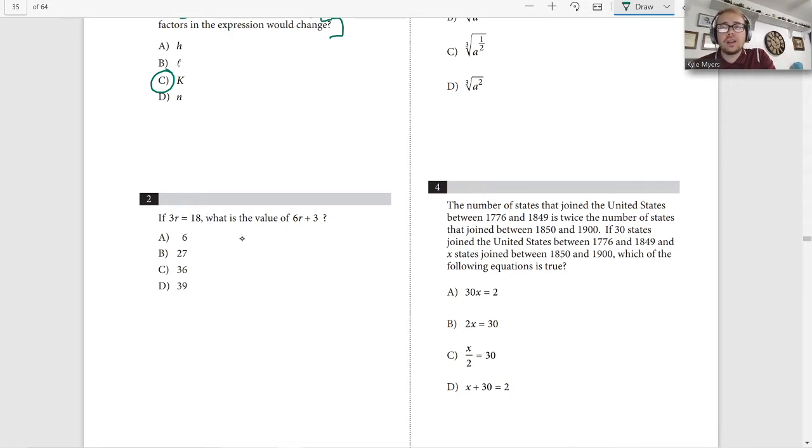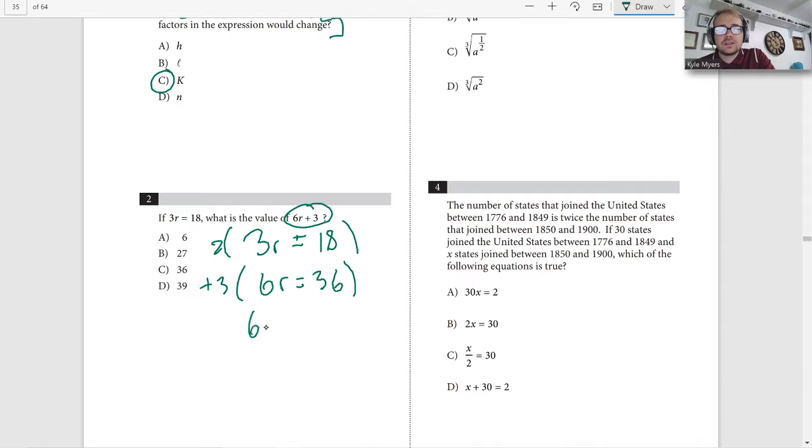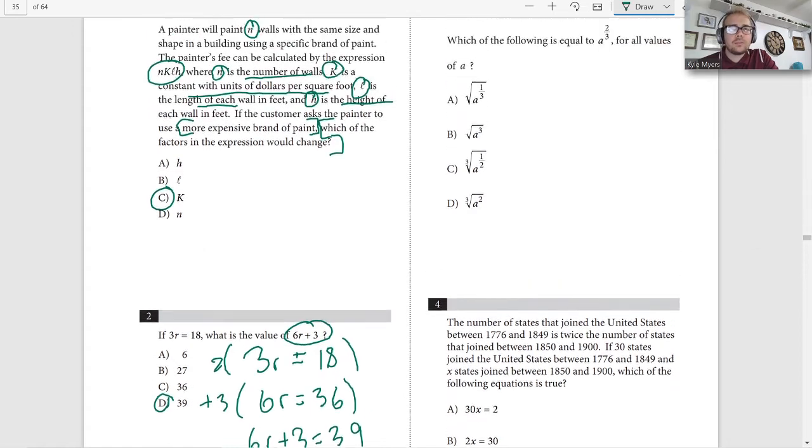On this one, the trick is, if I just start here, I need to arrive here. So just multiply by 2. And I have 6r equals 36. And then just add 3 on both sides. So 6r plus 3 equals 39. So the answer is 39. All right, so there we go.